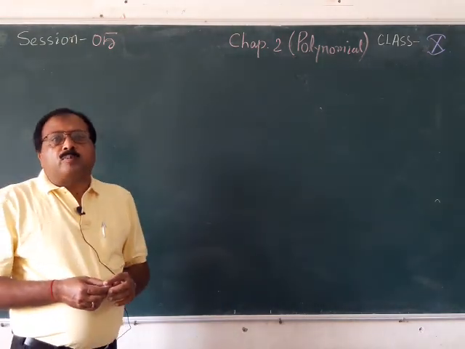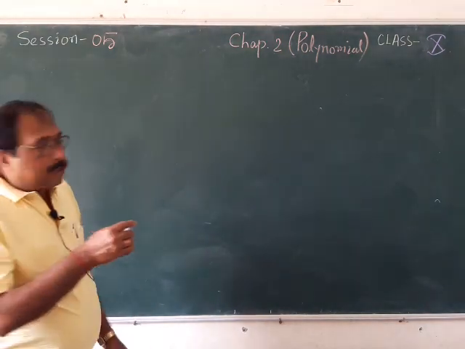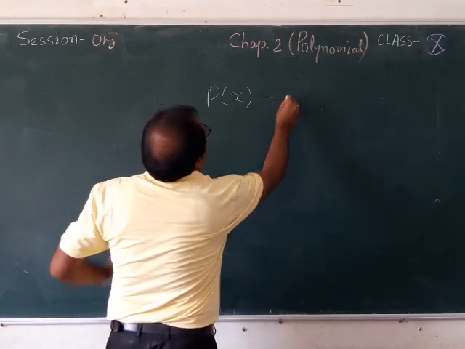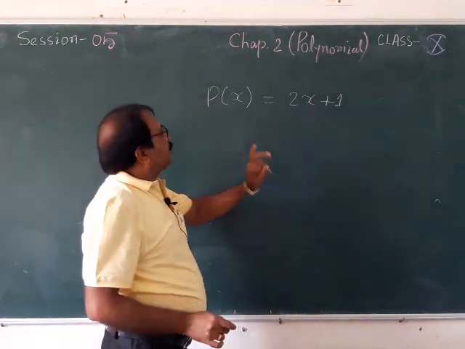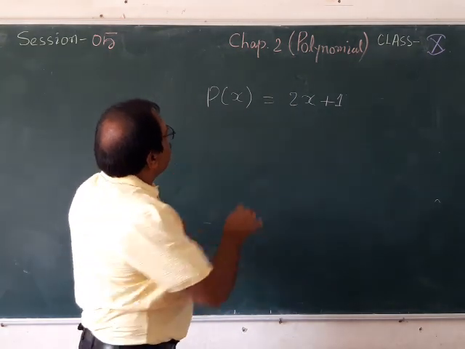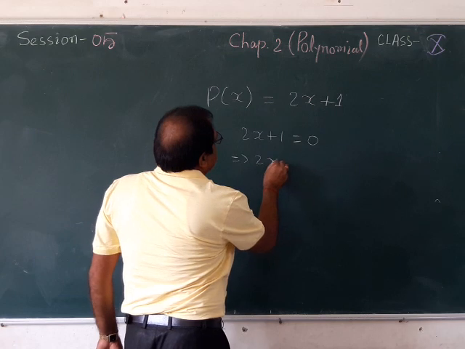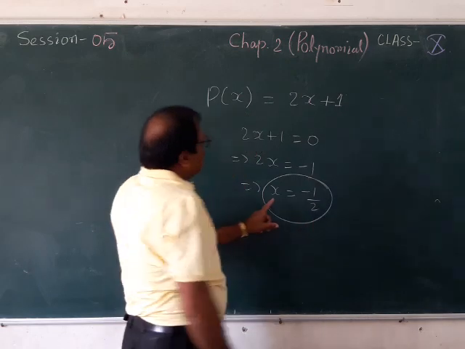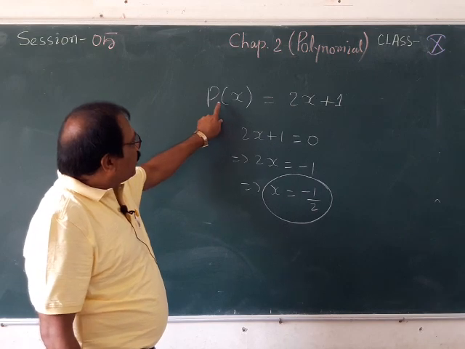And about the zeros of the polynomial also you are aware that if suppose I am writing p(x) equal to 2x plus 1, and if I ask you what is the zero of this p(x), then what you are doing? Actually you are writing it like this: 2x plus 1 equal to 0, then 2x equal to minus 1 and then x equal to minus 1 by 2. That means x equal to minus 1 by 2 is a zero of this p(x).